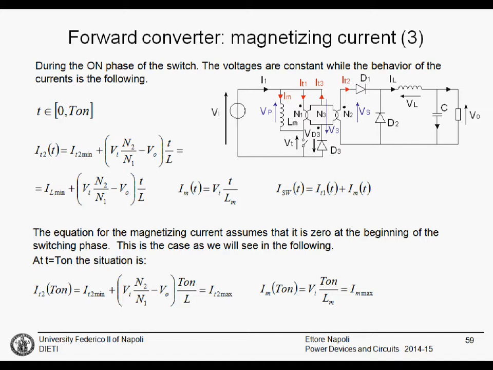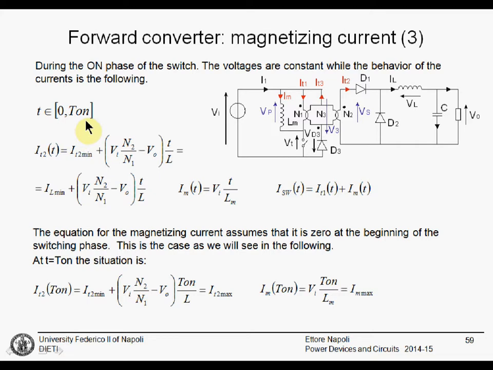In this slide, we exactly focus on the calculation of the current behavior and voltage behavior. But for the voltages, there is not much to tell because during the on phase of the switch, the voltages are constant for the forward converter. This is not the case for the currents. Assume that the time belongs to the 0 to t on period.